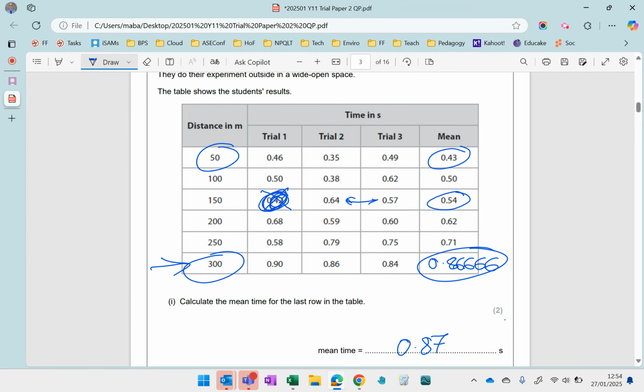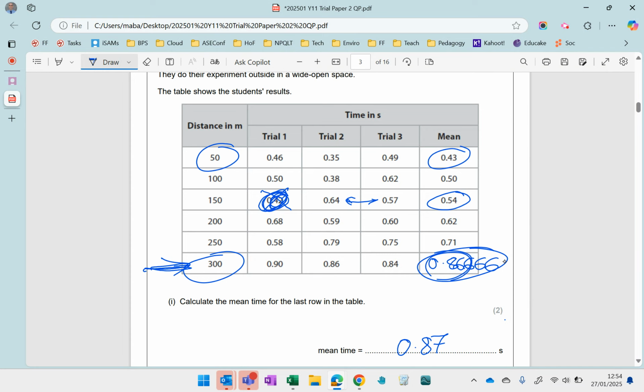Let's think about why. Over 300 meters, you're trying to time an event that's nearly a second long. Whereas at 50 meters, you're trying to time an event that is only about a sixth of a second long, and you literally cannot push the button on the stopwatch fast enough. Why? Because of your reaction time.